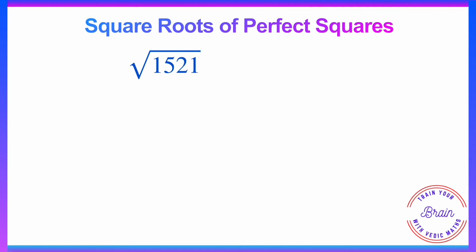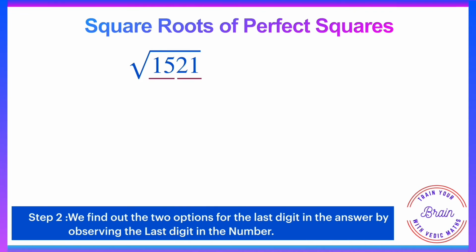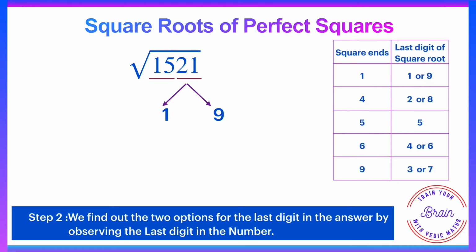Let's take another example. Square root of 1521. First, we make groups of 2 digits in the number starting from right. In the second step, we observe the last digit of the square number, that is 1. If the last digit of the square number ends in 1, then the square root will end in 1 or 9. So we have 2 options in the ones place of our answer.